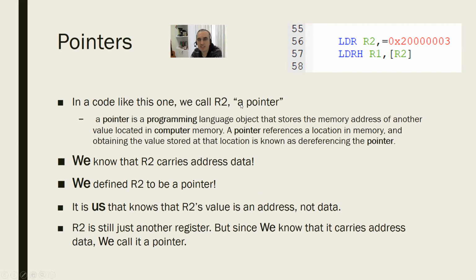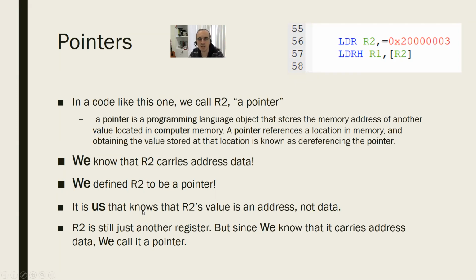So we know that since R2 is a pointer, it's used in index addressing, it carries address data. We defined R2 to be a pointer. This could have been data as well, but this is address. I know because I've defined it. I've put it in the index addressing mode brackets. It is us that knows R2's value is an address, because this question comes always.